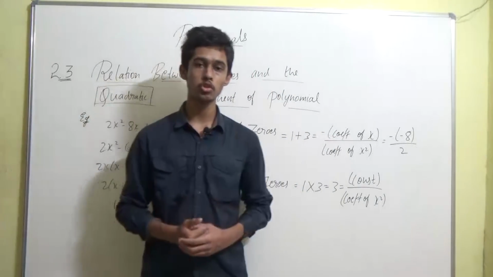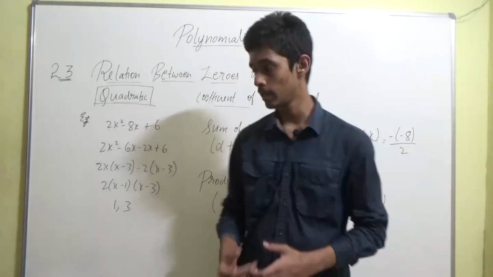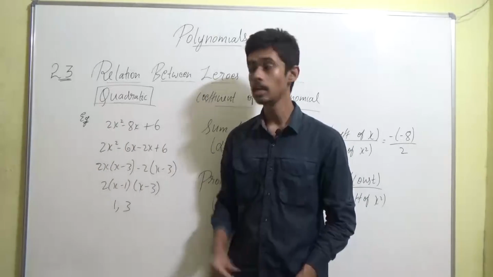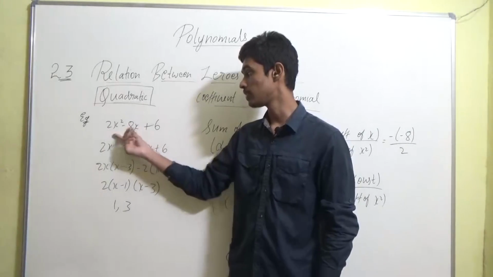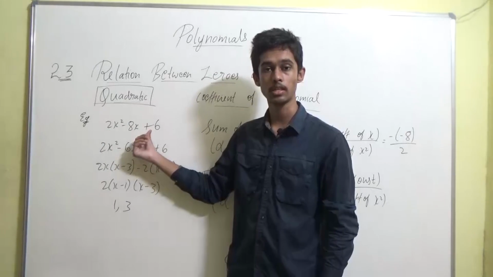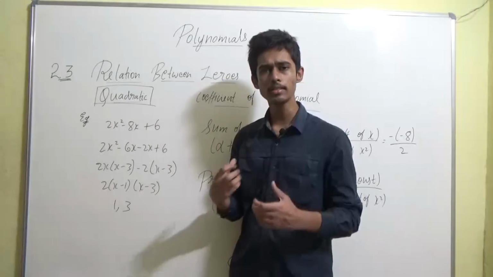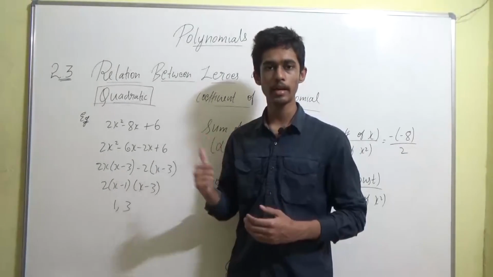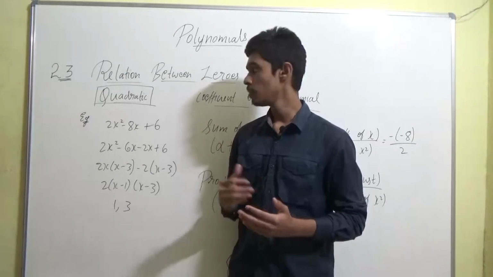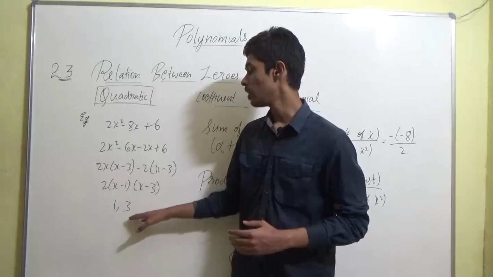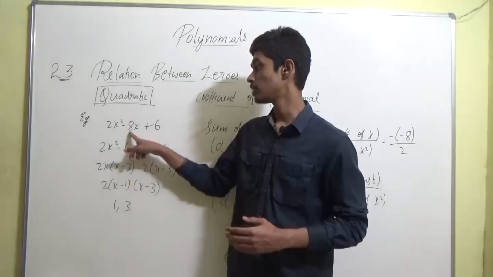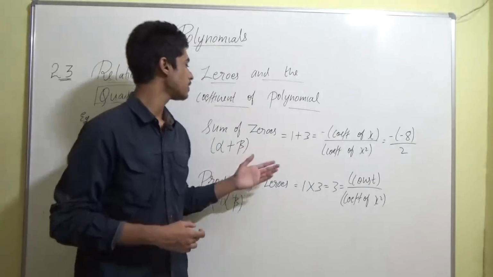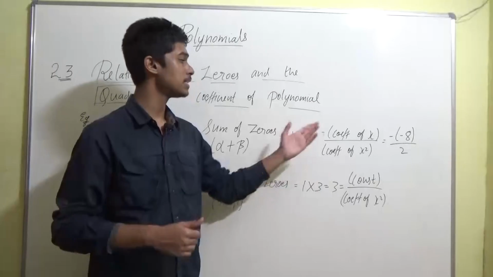Now what we are supposed to do is to find the relationship between 1 and 3 and these coefficients 2, 8 and 6. These two are the coefficient terms and this is the constant term 6. Now we will try to find what is the relation between the zeros and the coefficients. Are you people able to find any type of relationship? For example, the sum of these two zeros is equal to minus b by a. Yeah, it is. That's the first relation, guys. The relation is the sum of zeros is equal to minus b by a.